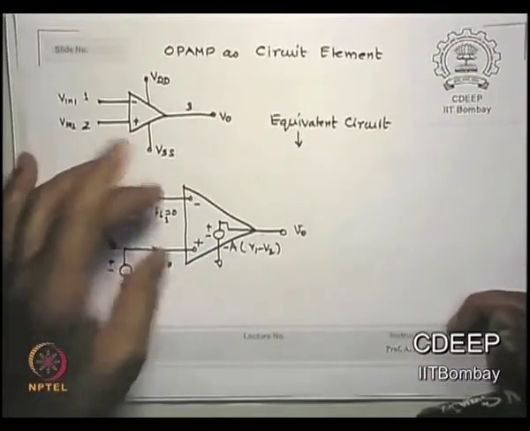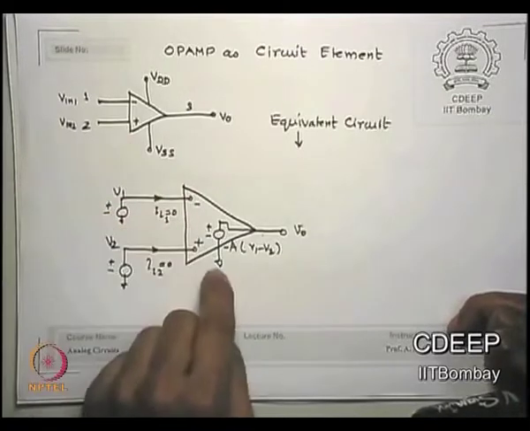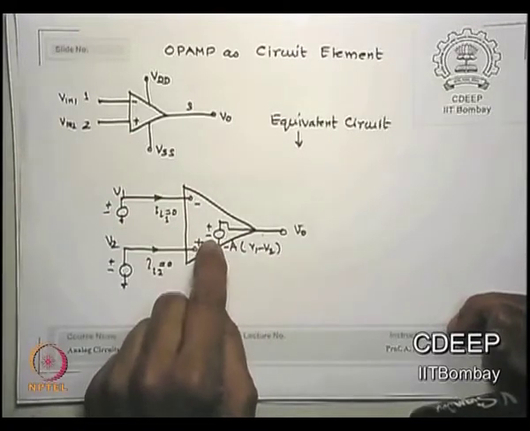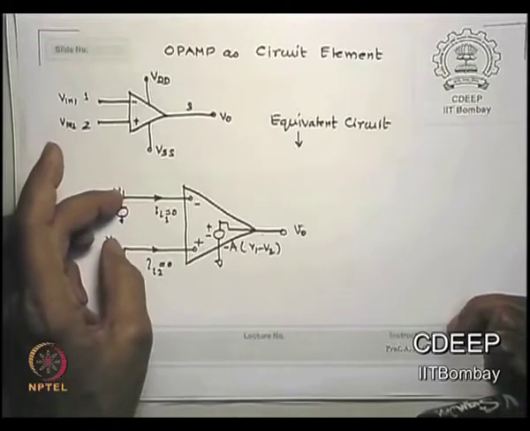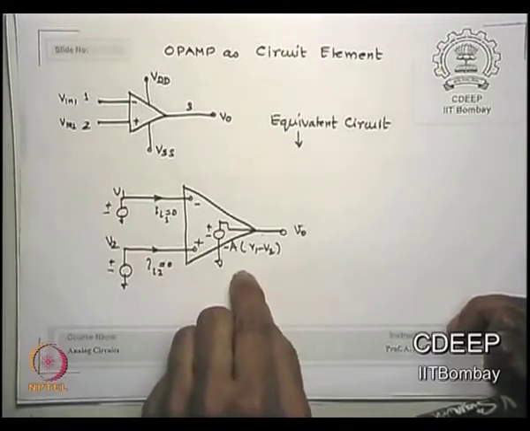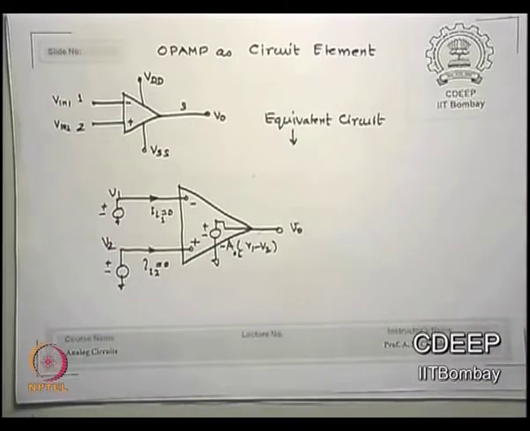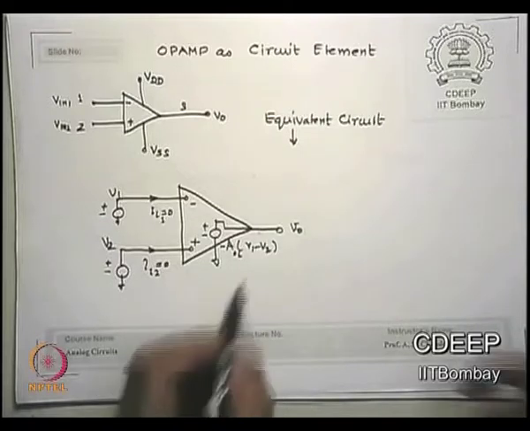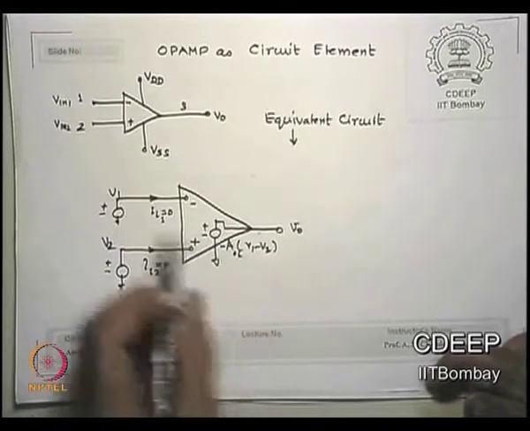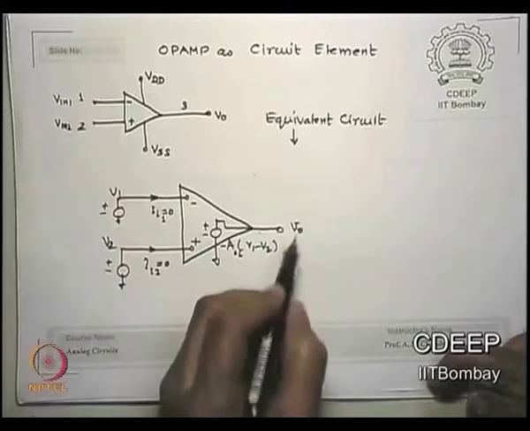This is my input, no current entering OPAMP. At the output there is a voltage source which is (V1 minus V2) times minus A, and what is this A? Open loop gain. Please remember this is like a differential amplifier stage followed by a single stage followed by a buffer. Minus AOL times (V1 minus V2) is your V0.